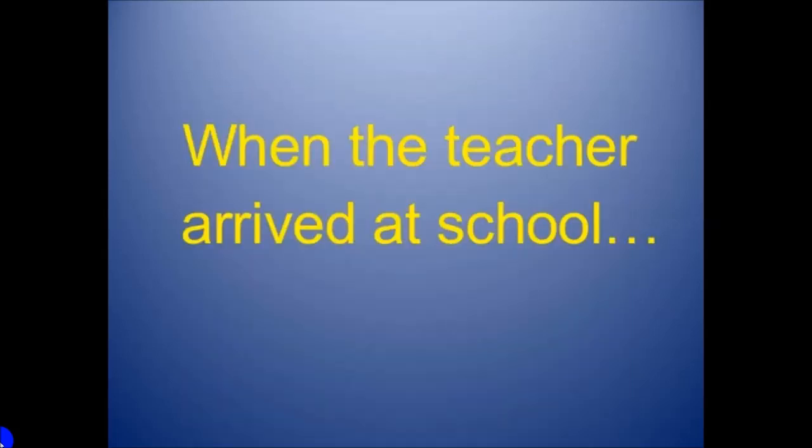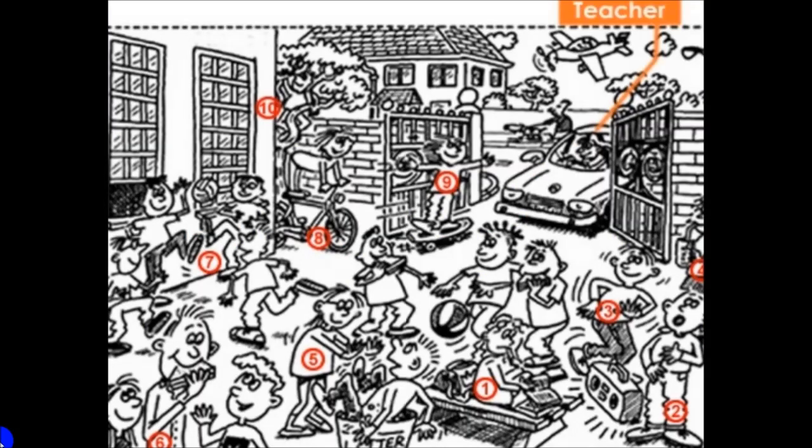And when the teacher arrived at school, in this task you are supposed to talk about students that are presented in the picture. You have to say what they were doing when the teacher arrived at school. So, for example, student number 1 was reading a book.